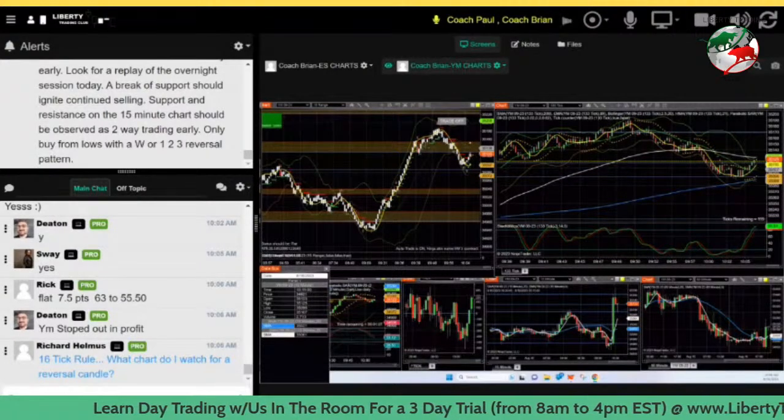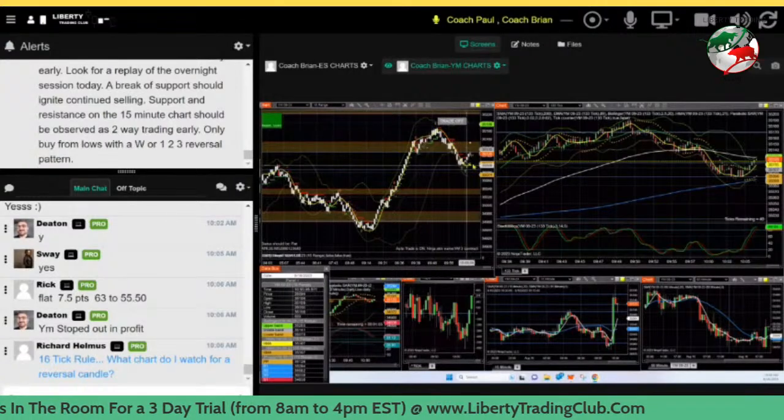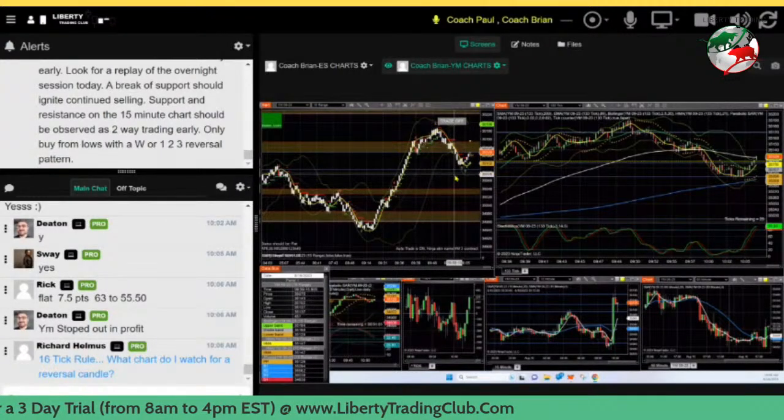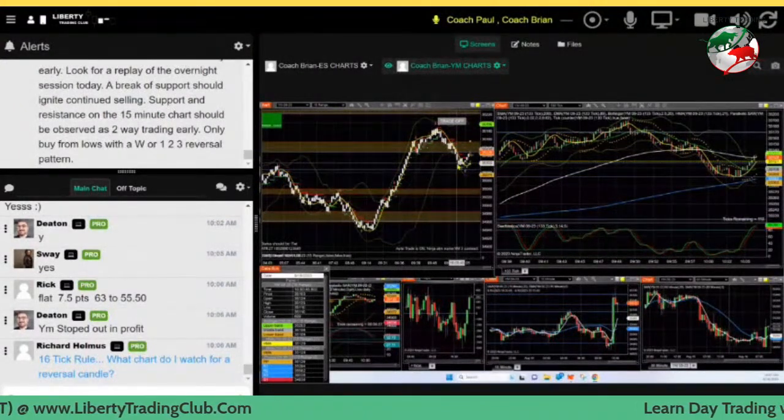16 tick rule. What chart do I watch for reversal candle? The range chart. Richard, the range chart. Nice job, Deaton.